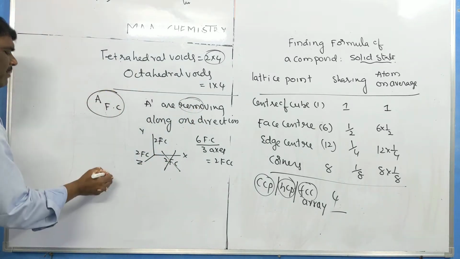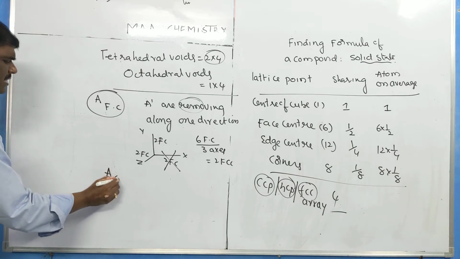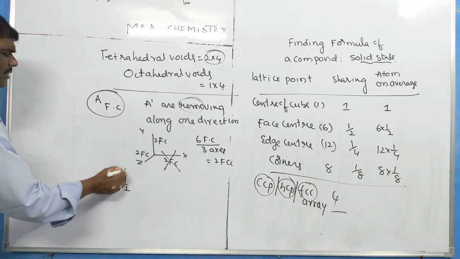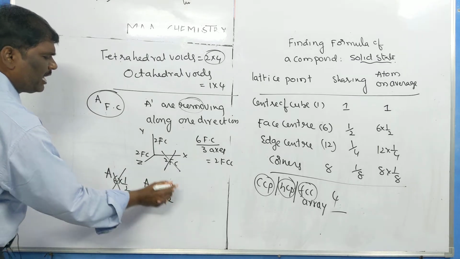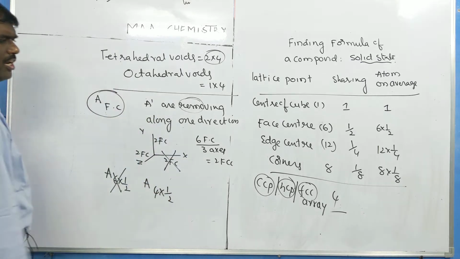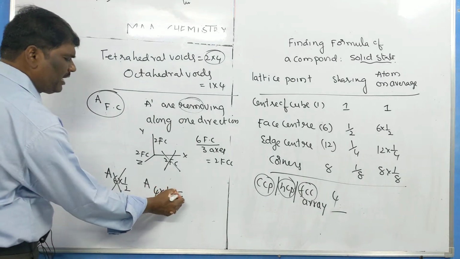Then actually we expect 6 into 1 by 2, but this is wrong. Instead of this we write 4 into 1 by 2, because 2 along one direction are removed. So this is the method we take.